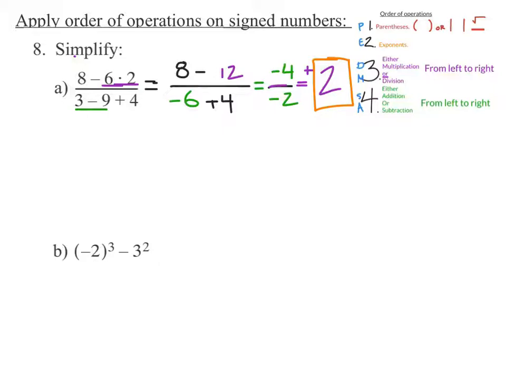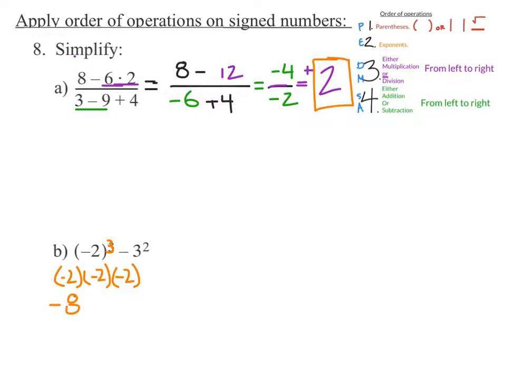Next up, there's a couple exponents on this, right? So I got negative 2 times negative 2 times negative 2 first. Now there's an odd number of negatives. An odd number of negatives makes the answer negative. 2 times 2 times 2 is 8.